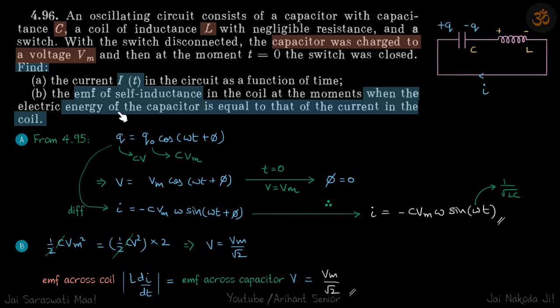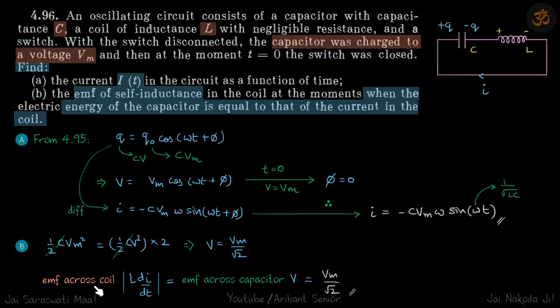Now they have given that the energy of the capacitor is equal to the energy in the coil. So that means the energy of the capacitor is half the total energy, because half of the energy has gone to the inductor. So total energy is equal to twice the energy stored in the capacitor. So from here we get the value of V to be Vm/√2.